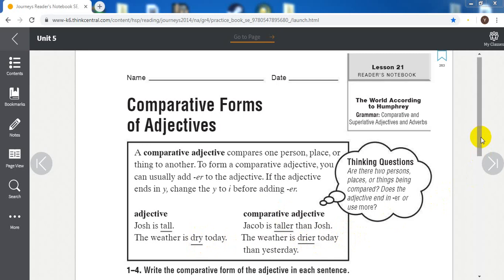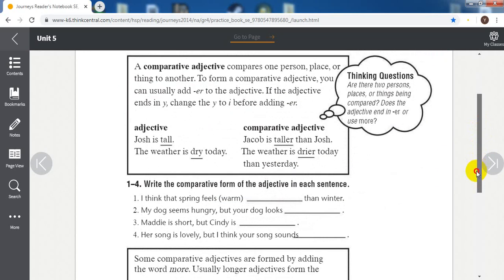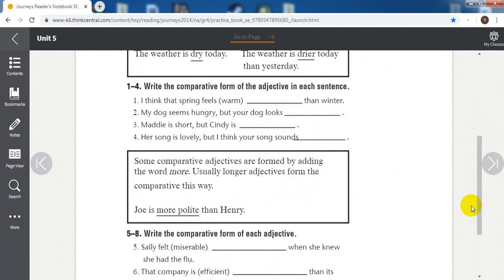So, let's all open page 283. Okay, this here is page 283 in our book. And let's answer the questions together, okay? So we got from 1 to 4. It says here, write the comparative form of the adjective in each sentence. I think that spring feels warm than winter. We're going to say what? I think that spring feels warmer than winter, right? Yep, great job.